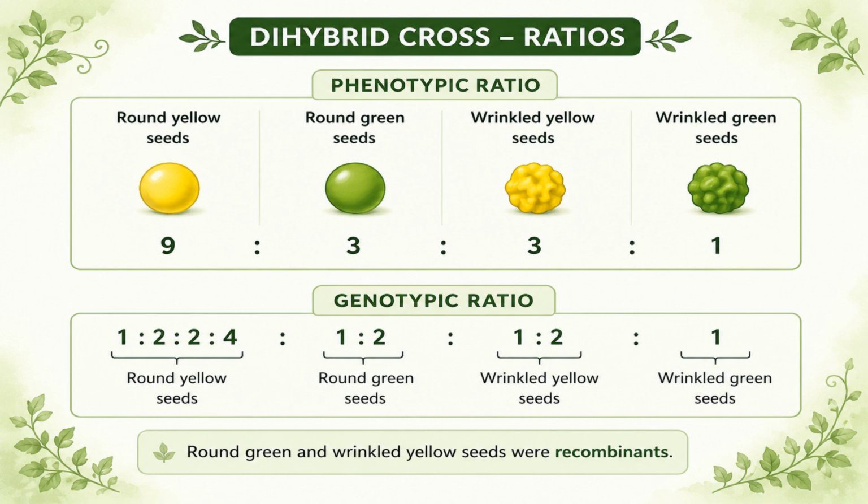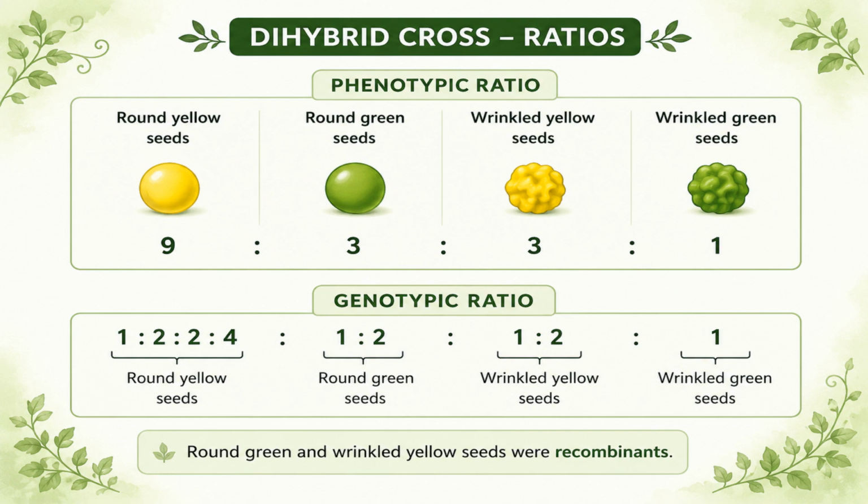Students, this ratio is called the dihybrid ratio and is one of the most important results in genetics. Now, pay special attention to something very interesting. Round yellow and wrinkled green were the same combinations that were present in the parent generation, but round green and wrinkled yellow were completely new combinations. These new combinations did not exist in the parental generation. Such new combinations are called recombinants. In simple words, recombinants are offspring that show a new combination of traits different from their parents. Here, round green seeds are recombinants. Wrinkled yellow seeds are also recombinants.